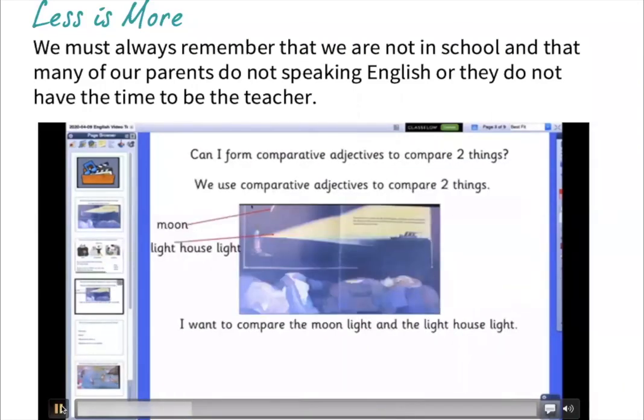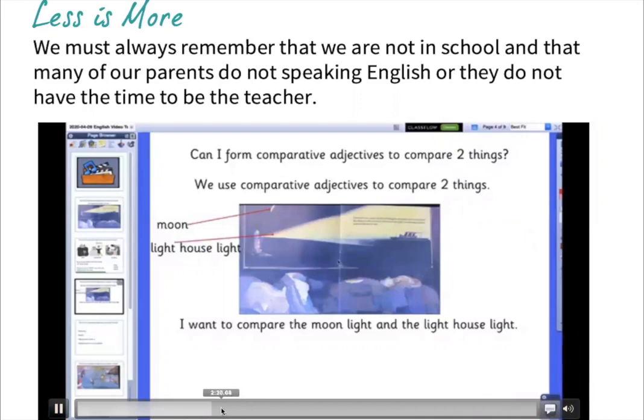We use comparative adjectives. Say that together with me. Comparative adjectives. Say it. Comparative adjectives. To compare two things. It is very, very simple. I'm going to show you how to do this, but it gets you results.